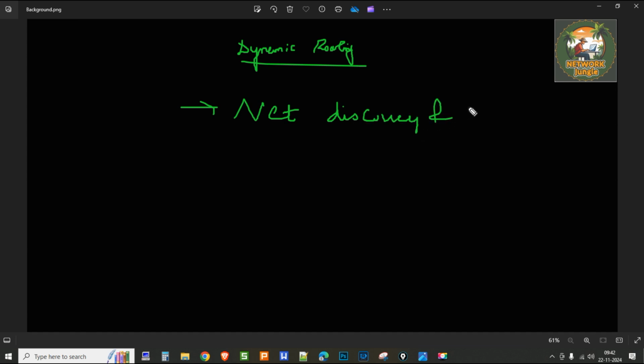Let's begin. Today we will discuss the dynamic routing protocol. So what is dynamic routing protocol? Dynamic routing protocol is nothing but sharing the information between the routers about the remote networks. It also performs network discovery and shares routing table information between the routers.